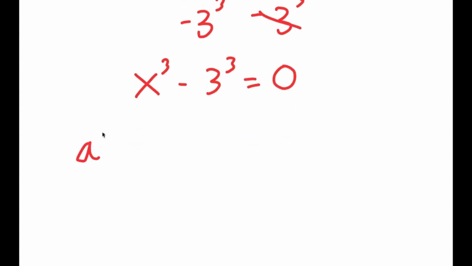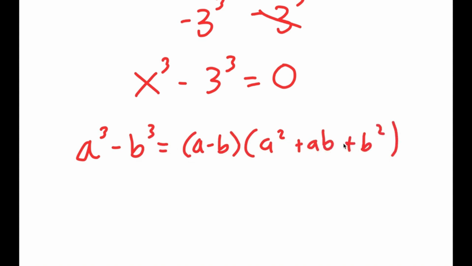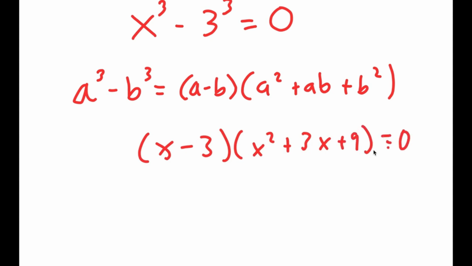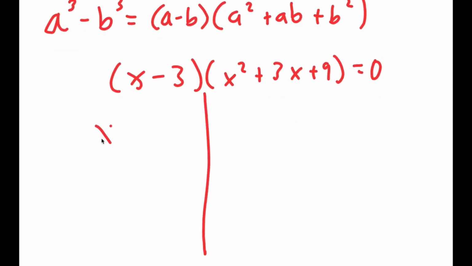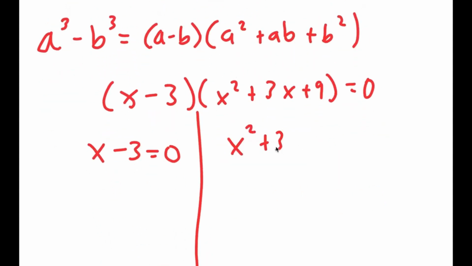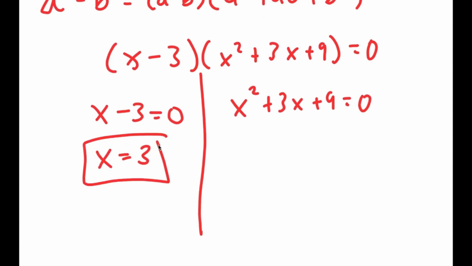Now from here, if I have something in the form a to the power of 3 minus b to the power of 3, this is equal to a minus b times a squared plus ab plus b squared. So this turns into x minus 3 times x squared plus 3x plus 9 is equal to 0. So now from here I get two equations. I get x minus 3 equals 0, and x squared plus 3x plus 9 is equal to 0. So obviously for x minus 3 equals 0, x is equal to 3. So this is one solution.